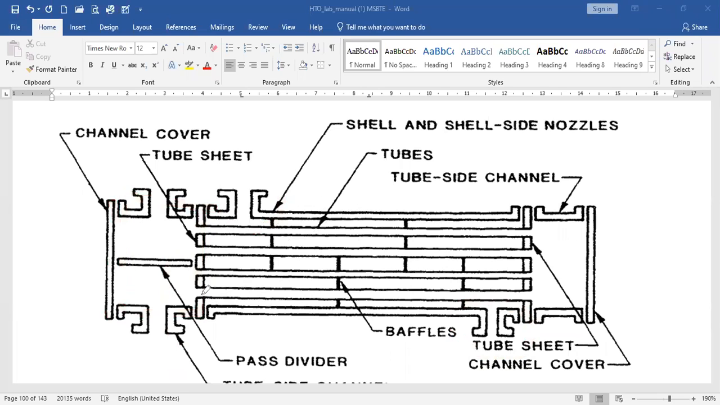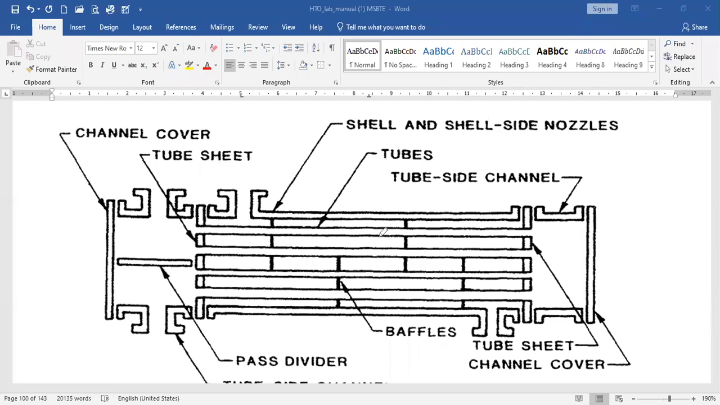So this is the tube sheet. Why is it called a tube sheet? Because these tubes are inserted in this sheet. That is why it is called a tube sheet. This is the part that is called a channel, and that is why this sheet is called a channel cover.